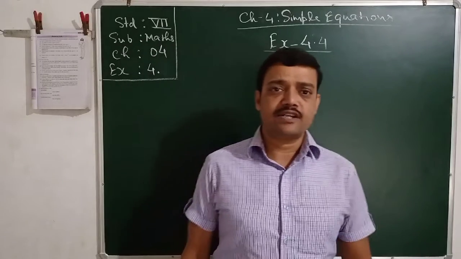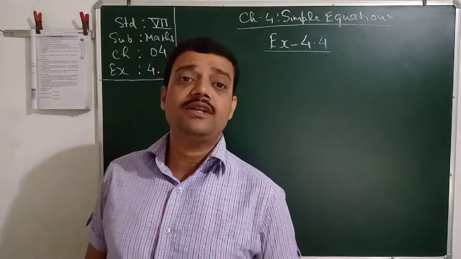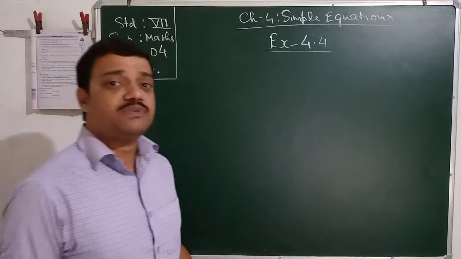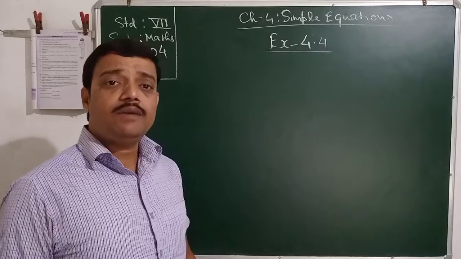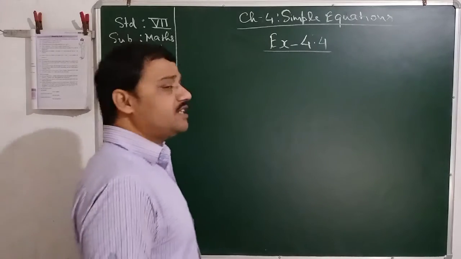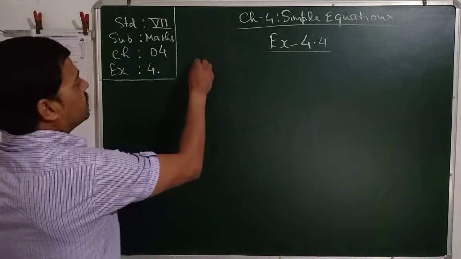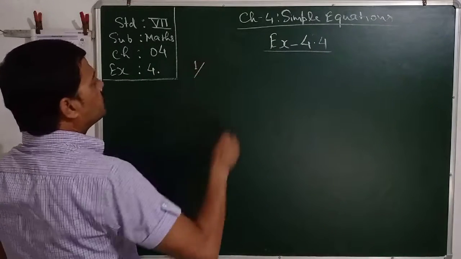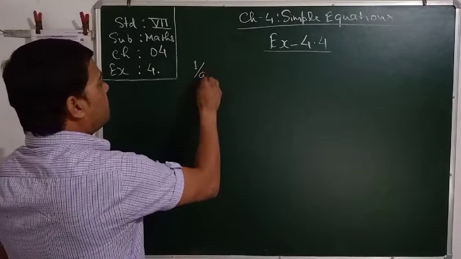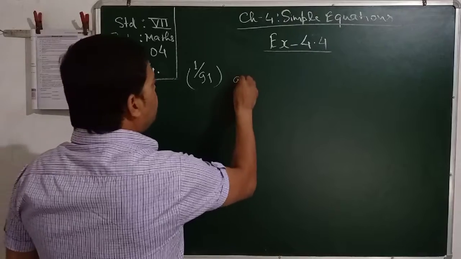In the previous class I had explained to you exercise 4.3, how to solve equations in various ways. Today we will proceed with the applications of those equations in algebra. See, the first sum in exercise 4.4 is on page number 91 of your NCERT book. Look at the A number sum.